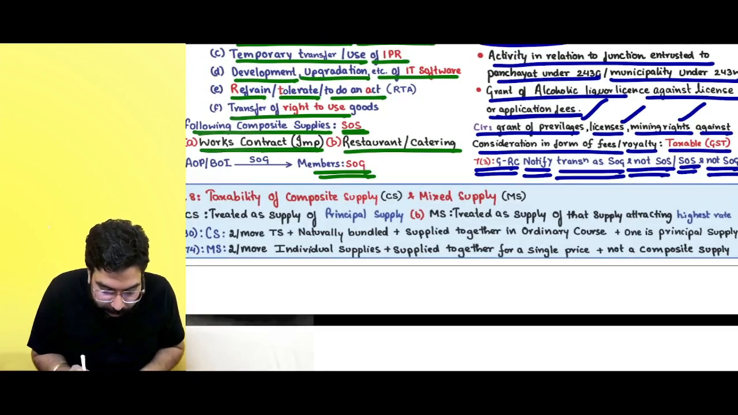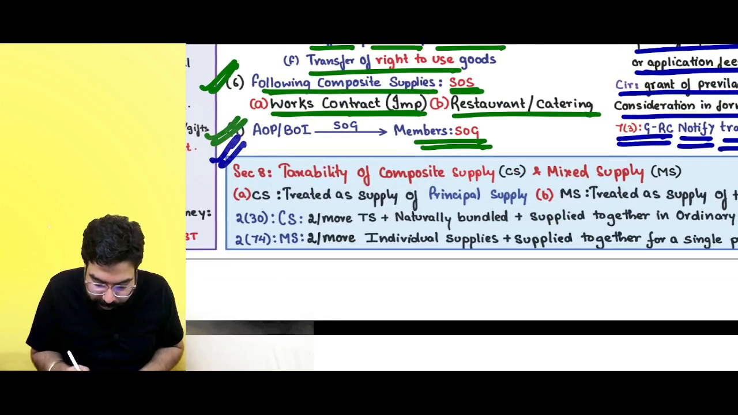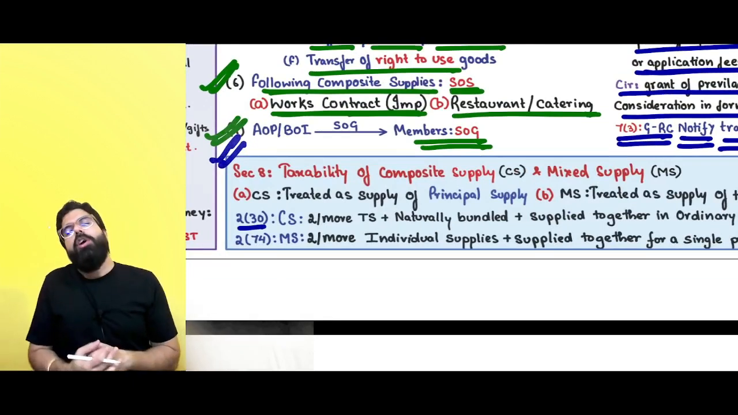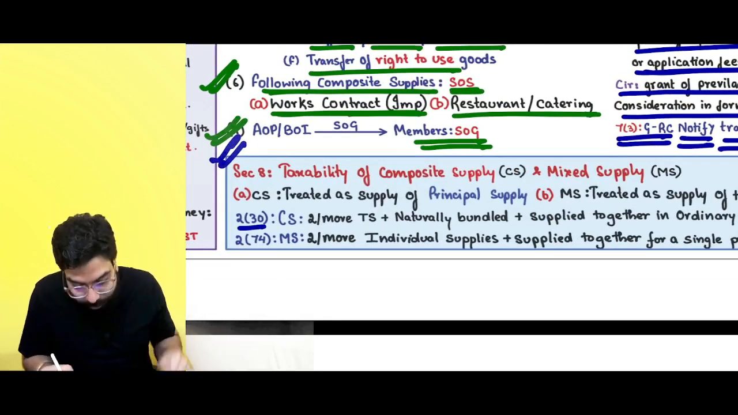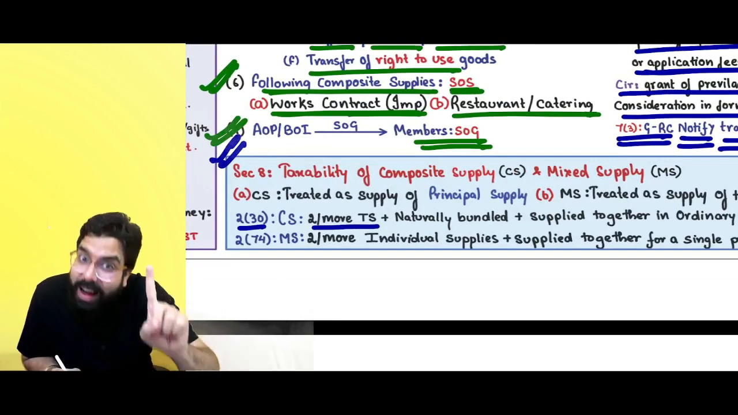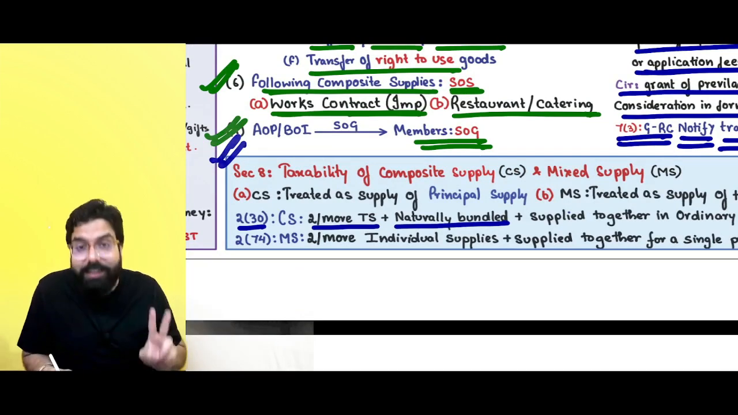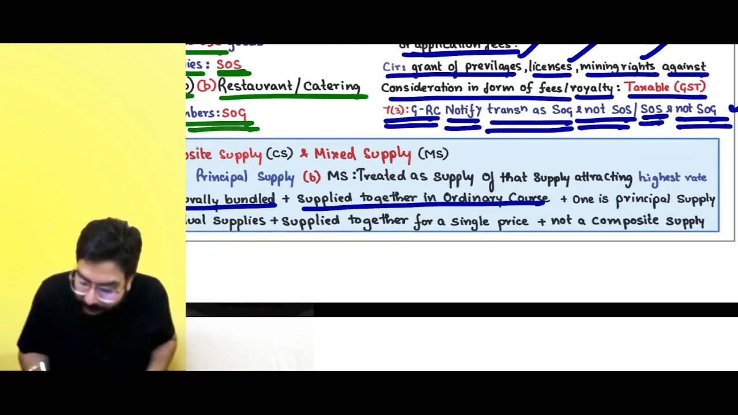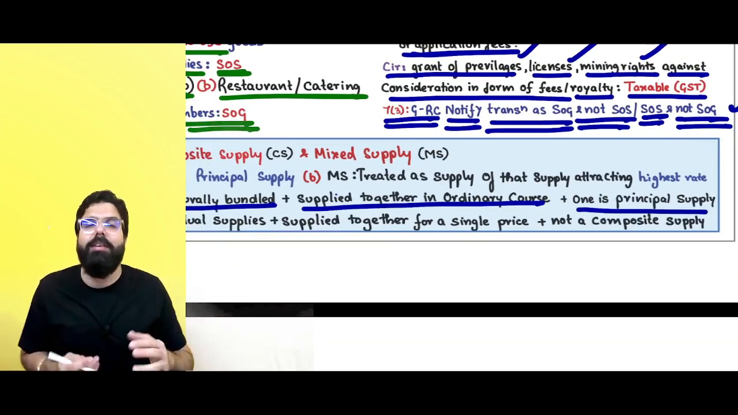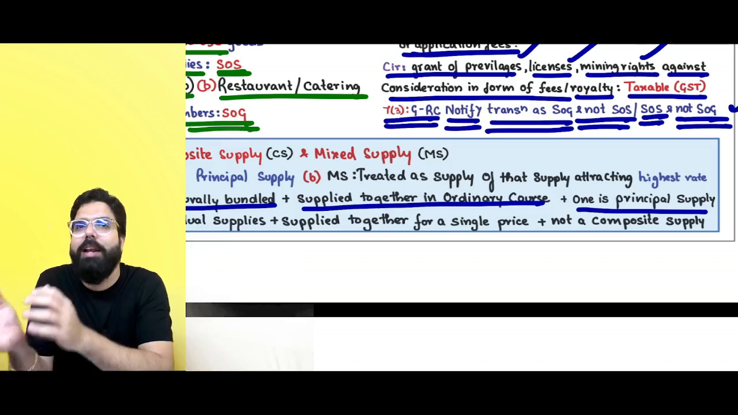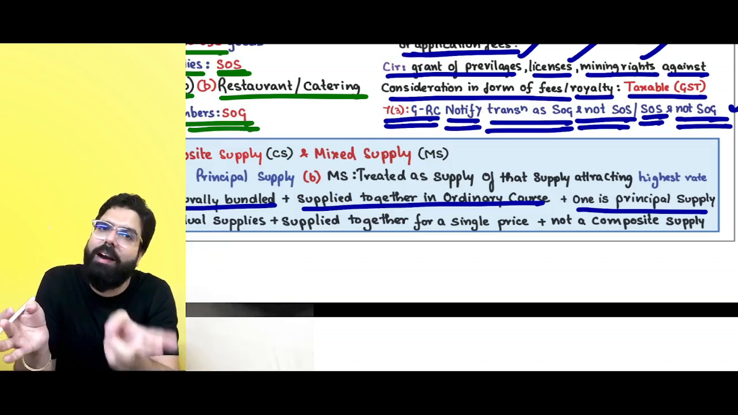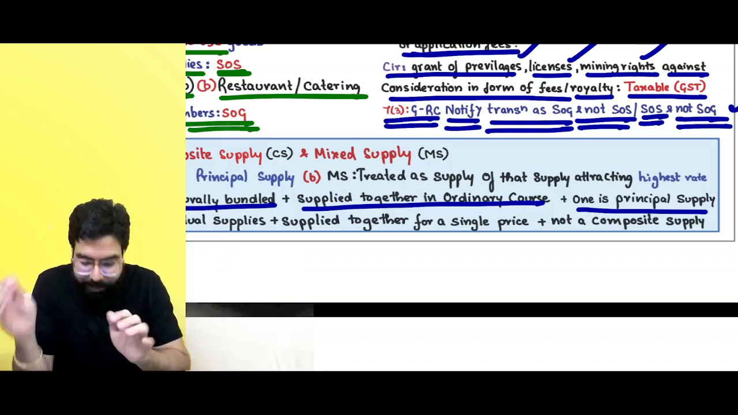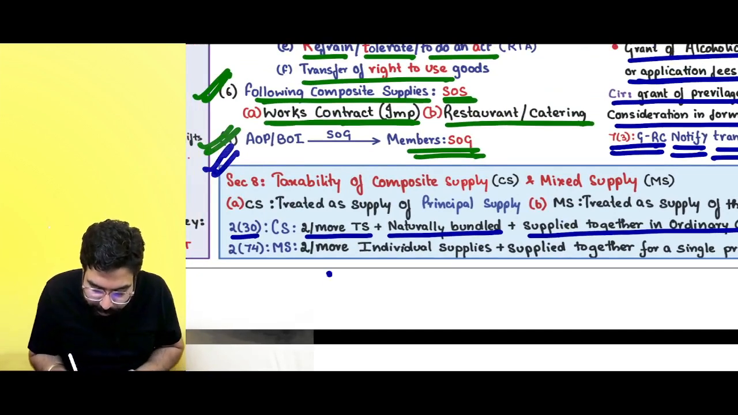Composite supply is defined in section number 2, clause 30. Composite supply means two or more taxable supplies which are naturally bundled, supplied together in the ordinary course of business, and one is a principal supply. For example, you went to a shop and bought a laptop, along with the laptop they gave a charger and a bag also. So it is a laptop plus a bag which is given.